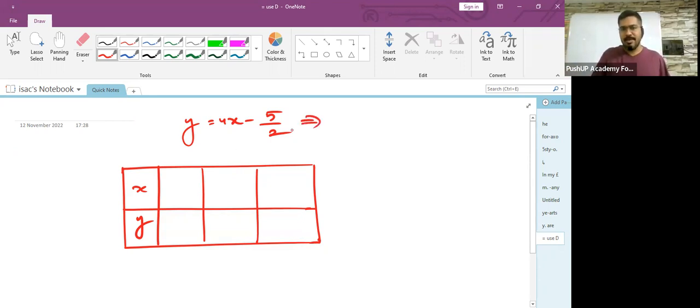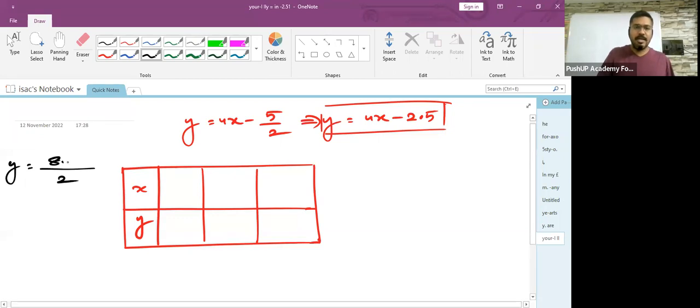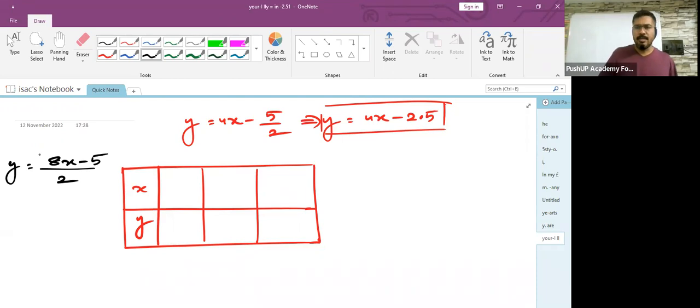You can rewrite this equation as y is equal to 4x minus 2.5. Don't you feel so? What is 5 by 2? It's 2.5. But if you take the LCM, I'll show you what will happen. Y is equal to 8x minus 5 by 2. So here, the calculation will go slightly bigger. You are comfortable, you take it. No problem. And no teacher can cut your marks for that. So don't worry.